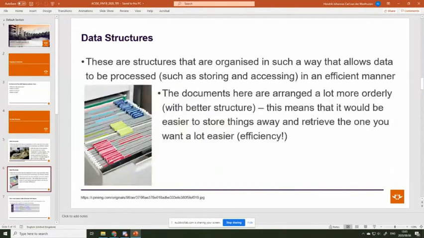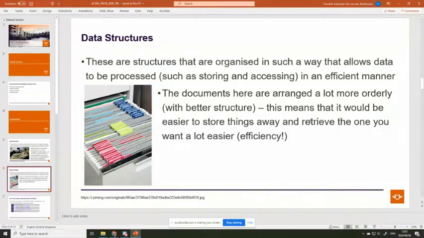So these are structures that are organized in such a way that allow data to be processed, such as storing and accessing in an efficient manner. And the idea here is so that you can access them in an efficient manner as well. Storing is not always done efficiently, as you will learn next year, but accessing is important. You don't want to wait forever to access information. If you want the information, you want it now, within a reasonable time.